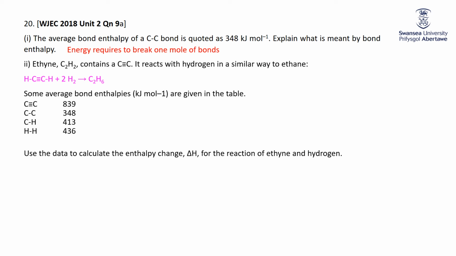So now the second part, that's ethyne. We've got that again, reacts with hydrogen in a similar way to ethene, so it adds across the triple bond and we make ethane. So we want to now get that energy change. So let's draw out the structures. There's the structure of ethyne, 2 hydrogens, and then over here we have ethane.